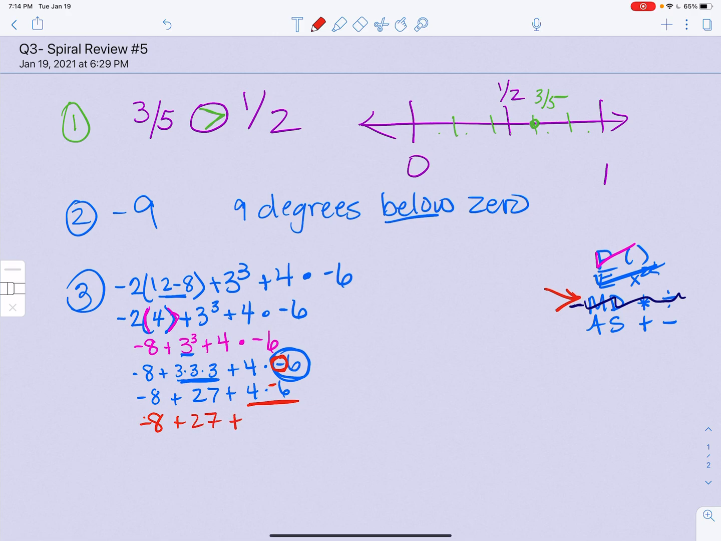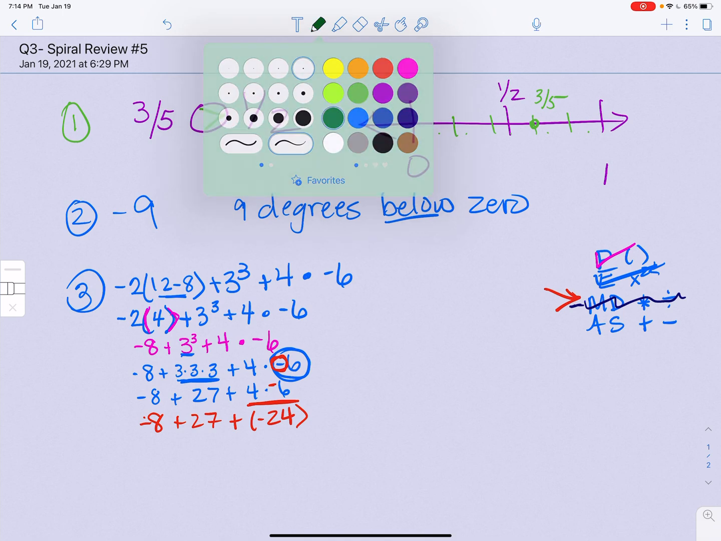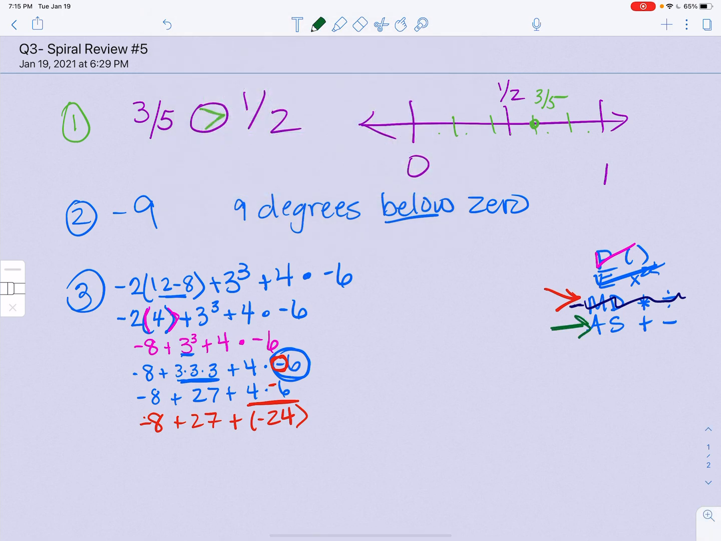But this changes. 4 times negative 6 makes this negative 24. All right, and now we can start that step again. Let's get it green. So now we are to addition and subtraction from right to left. Negative 8 plus 27 doesn't change. That is 19, because we did it earlier, plus negative 24.